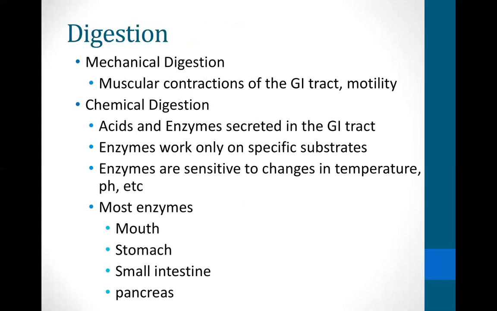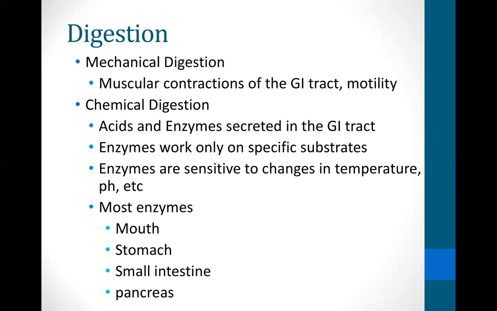Digestion includes mechanical and chemical digestion. Mechanical digestion involves muscular contractions of the GI tract and motility with different movements of our GI tract, such as peristalsis. Mechanical digestion could also involve chewing our foods in the mouth. That exposes our foods to more enzymes and creates a larger surface area.